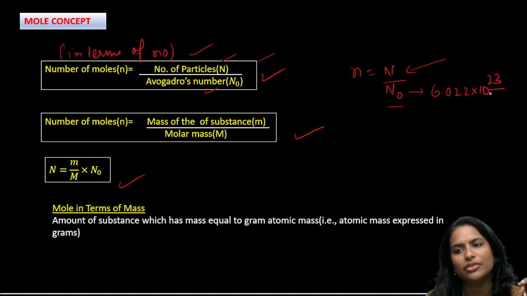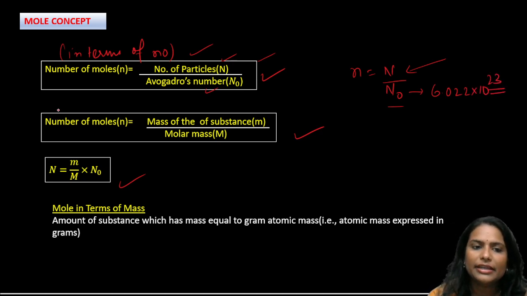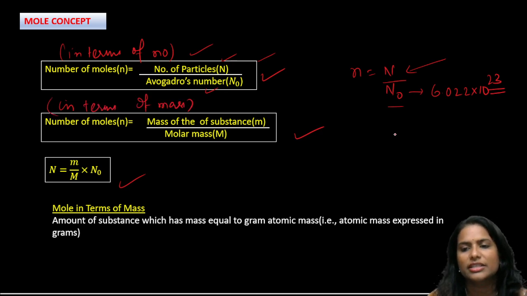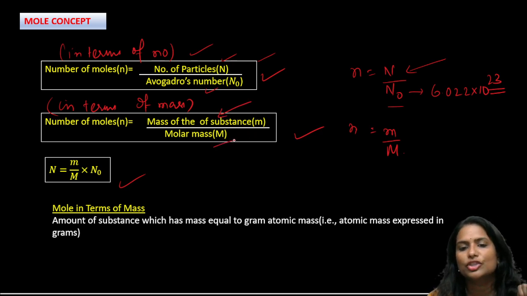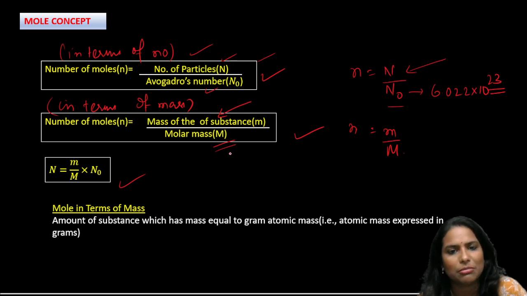to the power 23. Similarly, in terms of mass, if we want to express the mole in terms of mass, then small n equals small m upon capital M, where m is the mass of the given substance which will be given in the question, whereas capital M is your molar mass or the molecular mass. So this is the first very important formula.